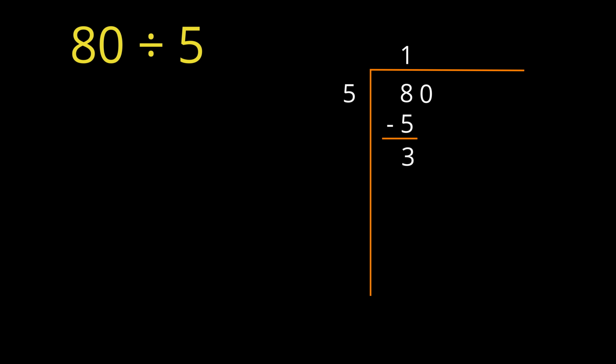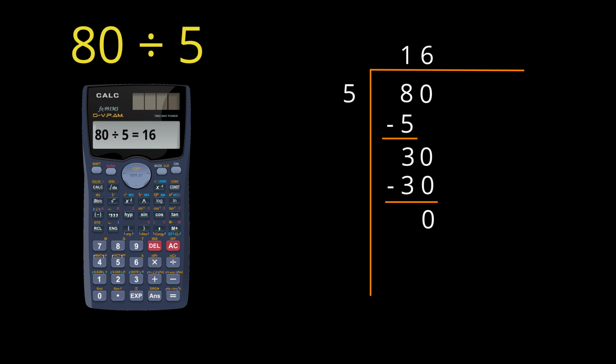5 does not divide into 3, so bring down the next number, which is 0. 5 divides into 30 6 times. Write 6 in the answer. 6 multiplied by 5 is 30. 30 minus 30 is 0. When the remainder here is 0, we've finished the division. So 80 divided by 5 is 16.